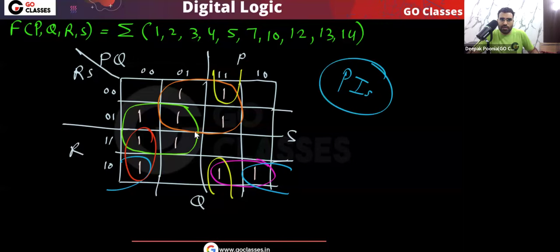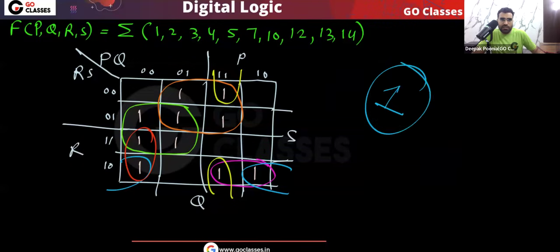In total, how many PIs do I have? You can see size 4 PI, that is 2. Then you can see 3, 4, then 5, 6. Total 6, I think. Let me check again: 2, then 3, then 4, then 5 and 6. Yes. So the number of PI is basically 6. Now you find what are the EPI. To find the EPI, you just see which one cells are covered uniquely by a PI. Very easy. You find those one cells which are covered uniquely by a PI, meaning only one PI covers them.